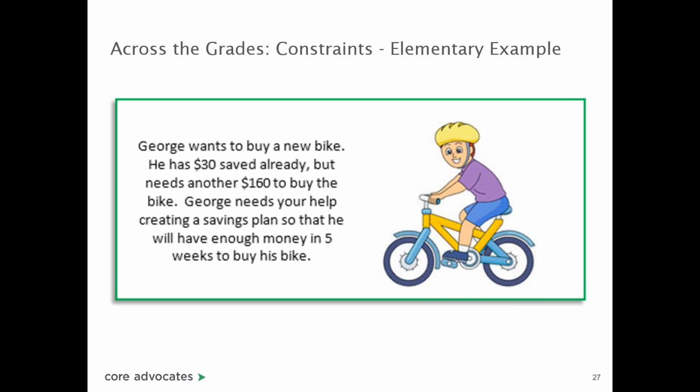So I see that some of you have picked up on the constraints being the amount of money that George needs to buy his bike and the amount of time that he has to save up for his bike. And those are two of the constraints that we see, and those are clearly stated in the problem as students have those dollar values and that length of time. So as we're looking at the constraints, how students interact with those constraints will develop from kindergarten all the way up through high school.